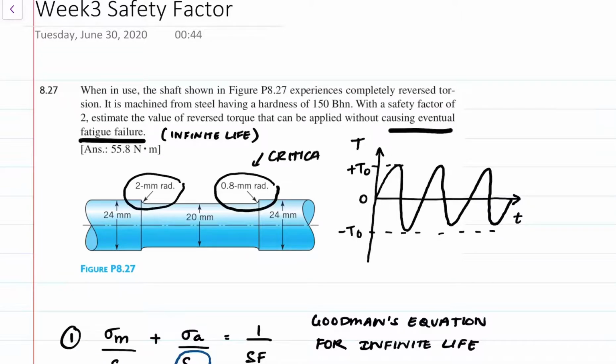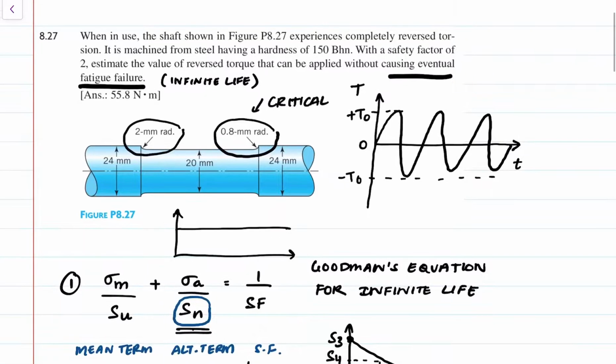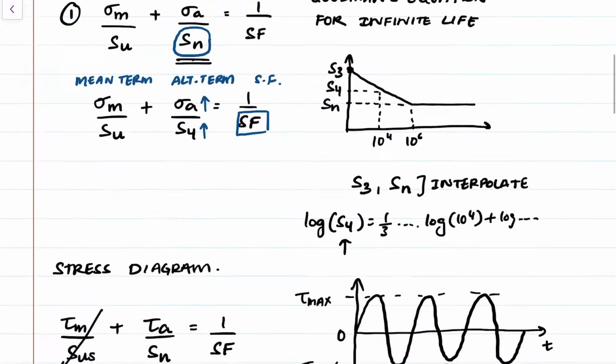And because we have torsion across the entire bar, if I were to look at the torque diagram, it's going to be the same throughout. So the critical point is only determined by the tighter radius, which is our 0.8 millimeter radius. So we can perform an analysis only on this point and still get a decent picture of what the maximum torque should be in order to achieve a safety factor of 2 for infinite life. So let's get right to it.